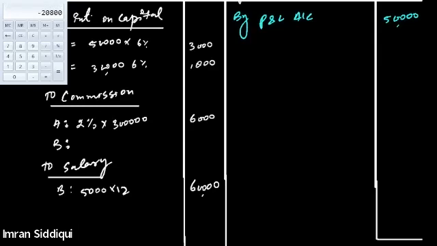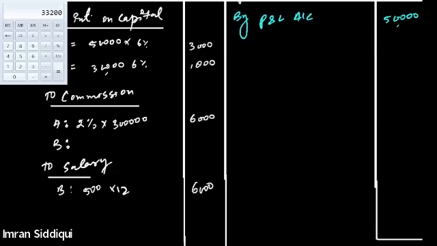The salary was not 5,000, it was only 500. So that will be 6,000 only. So the divisible profit that we have is 33,200.